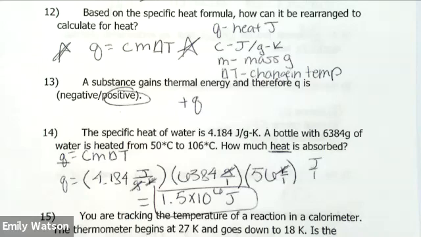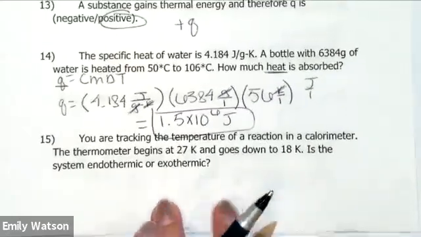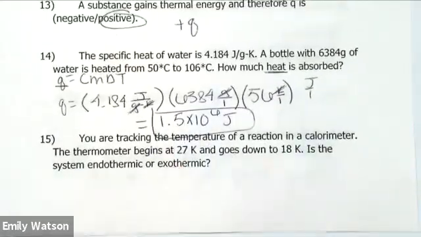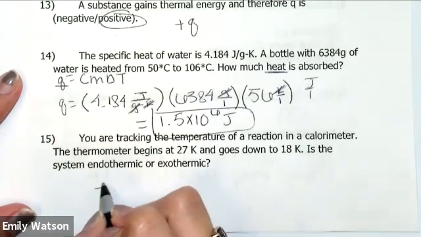You know what? I think we're actually going to finish the worksheet. So you're tracking the temperature of a reaction in a calorimeter. The thermometer begins at 27 degrees, not degrees. The thermometer begins at 27 Kelvin, goes down to 18 Kelvin. Is the system endothermic or exothermic? Exothermic. Endo. It's endothermic, and I will go through this. That's okay.